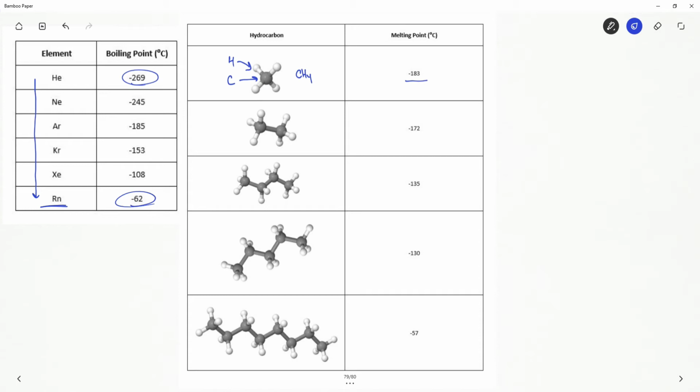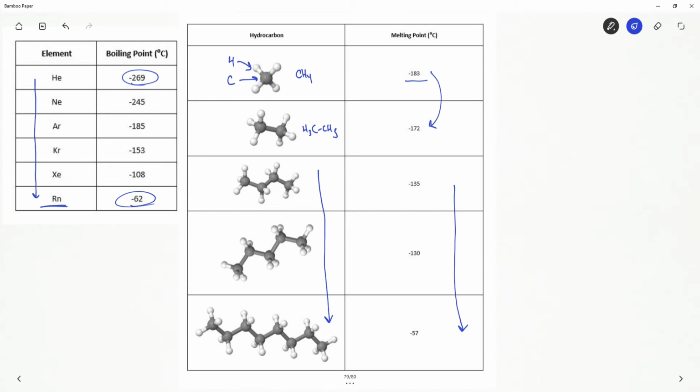What happens as I make this carbon chain longer and longer? So if I move from 1 carbon in methane to 2 carbons in ethane, my melting point goes up. And as I continue to add carbons all the way down here to octane, which has 8 carbons, my melting points continually increase. So the question is, of course, why?